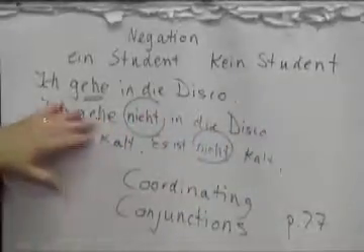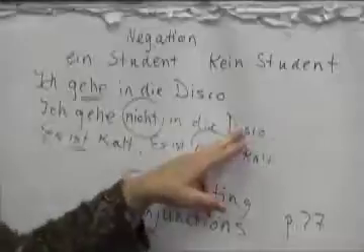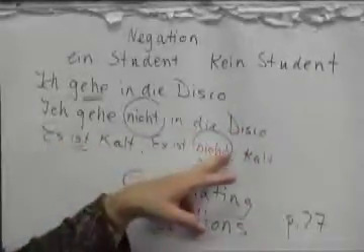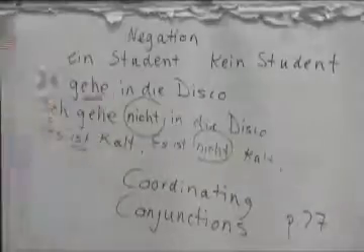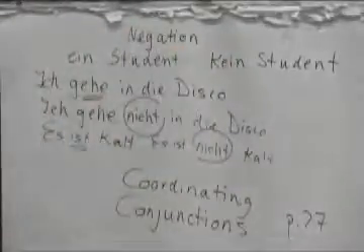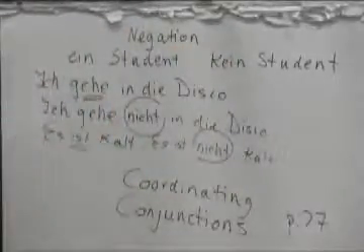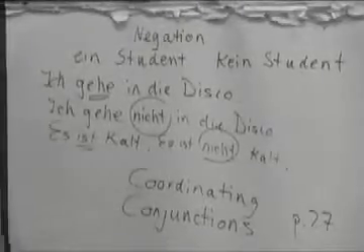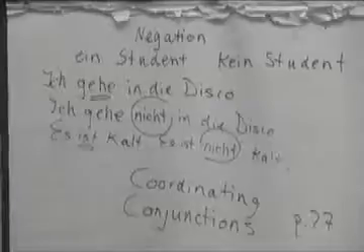So, ich gehe, I'm going, but not into the disco. And it is cold, and it is not cold. So, kein or keine for nouns, nicht for sentences where you negate a verb. That's just a short little tidbit I wanted to share with you.